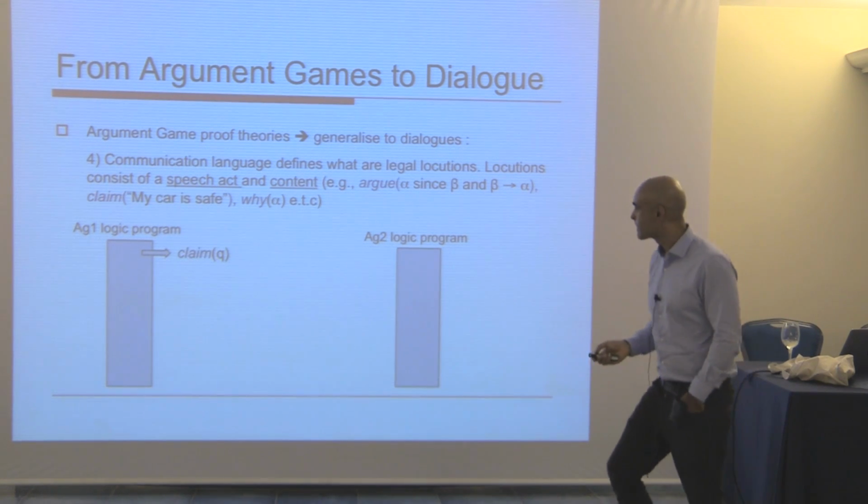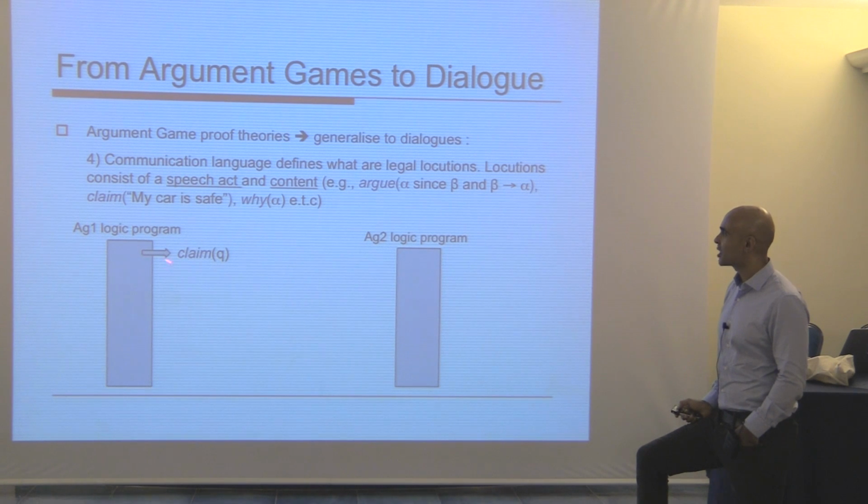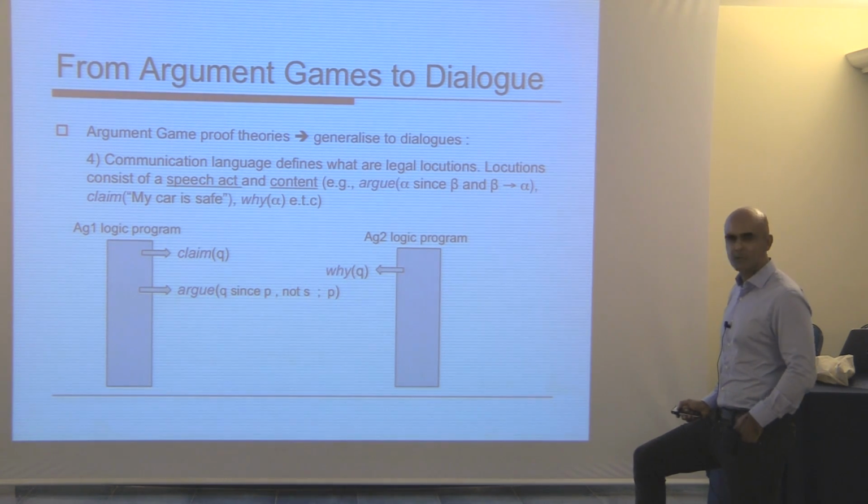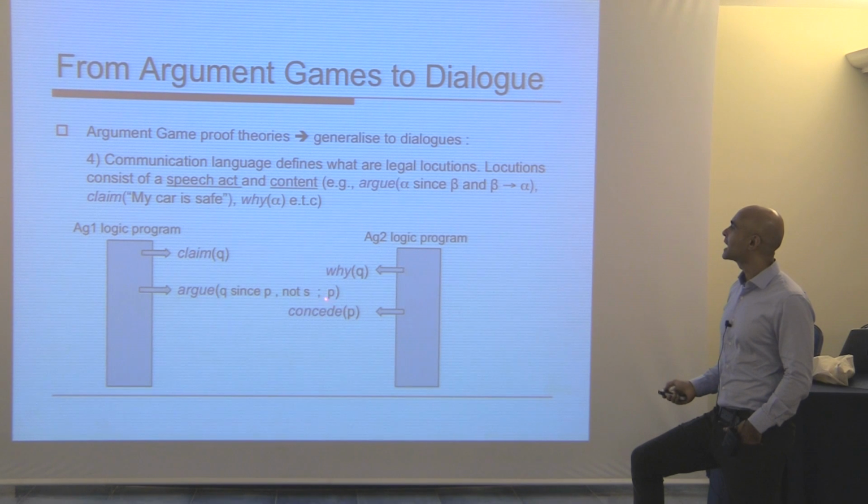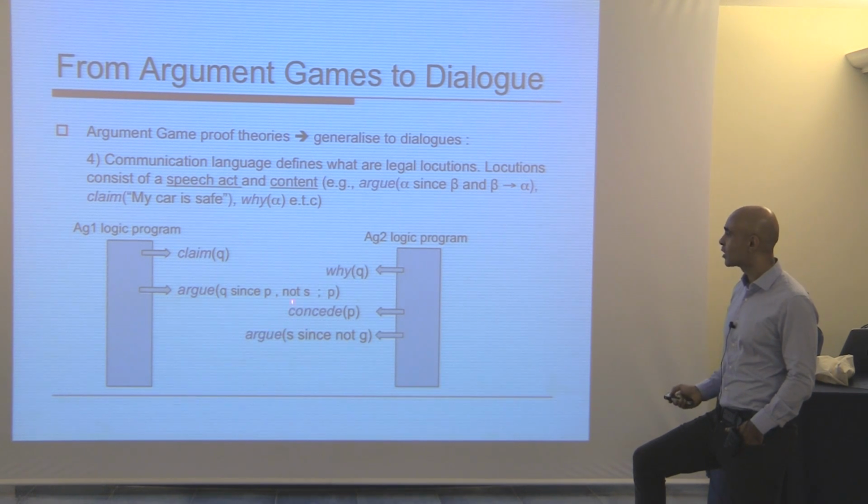So here's an example. Agent 1, from their logic program, claims Q. Agent 2 says why Q. Agent 1: Q since P, not S, and I've got the fact P. Remember those arguments from logic programs. Agent 2 says, okay, I concede the premise of your argument for Q, that P is true, but I have a counter argument to your S. Remember, in logic programs, an argument attacks another if it claims something that the other argument assumed not provable. Then Agent 1 counter-argues with G since M, and I've got the fact M.